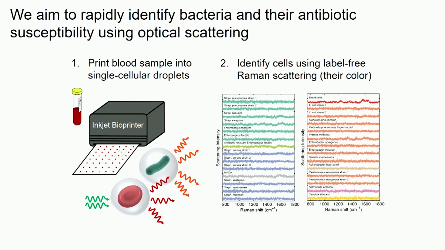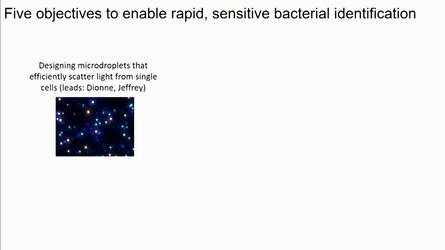I think one of the advantages of this approach, especially compared to what's out there in industry, is that it requires no sample-specific preparation or cell tagging. So it's agnostic to the type of bacterial infection that a patient might have. So there are 5 objectives that our team has been working on in the past year and plans to move forward in the next 2 years.